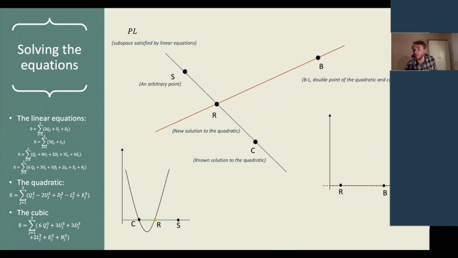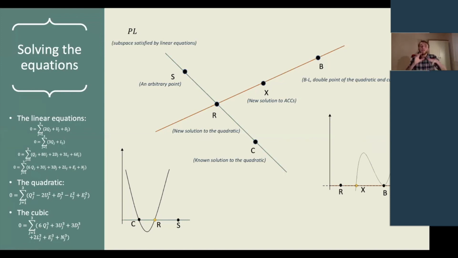But B is special in another sense, because it's also a double point of the cubic, which basically means it's at an extrema of the cubic, or in other words, at a maximum or a minimum. The cubic therefore looks something like this. And it has to cross this line at exactly one further point, X. Now, X is on the cubic and on this quadratic, this dotted line here, and it's also in the space PL. So therefore, X is a new solution to our anomaly equations. And you can show, just by setting S equal to a solution, that you can find every solution in this way.